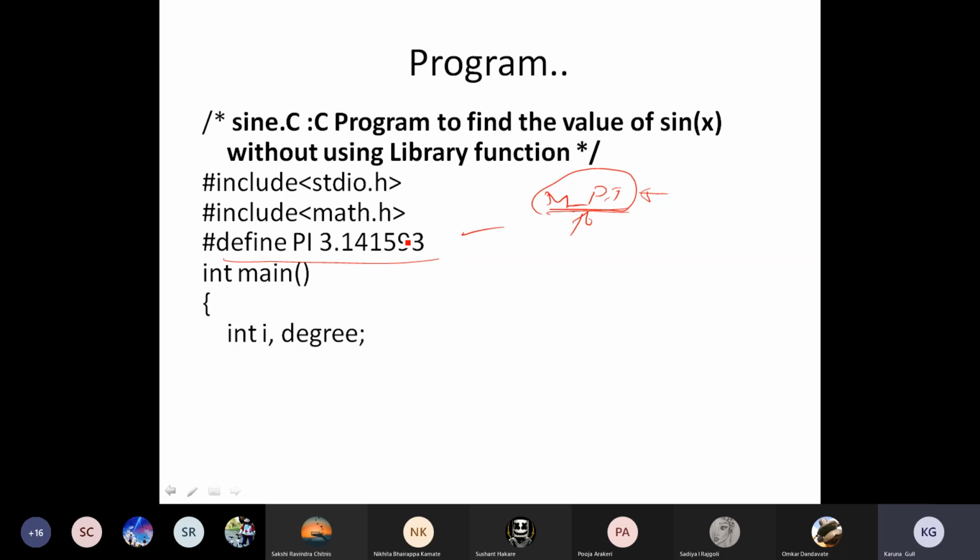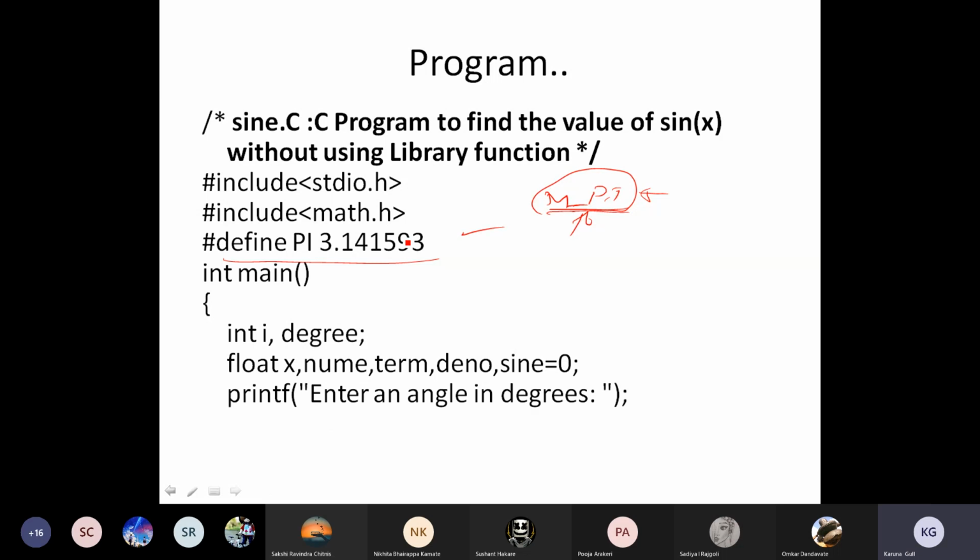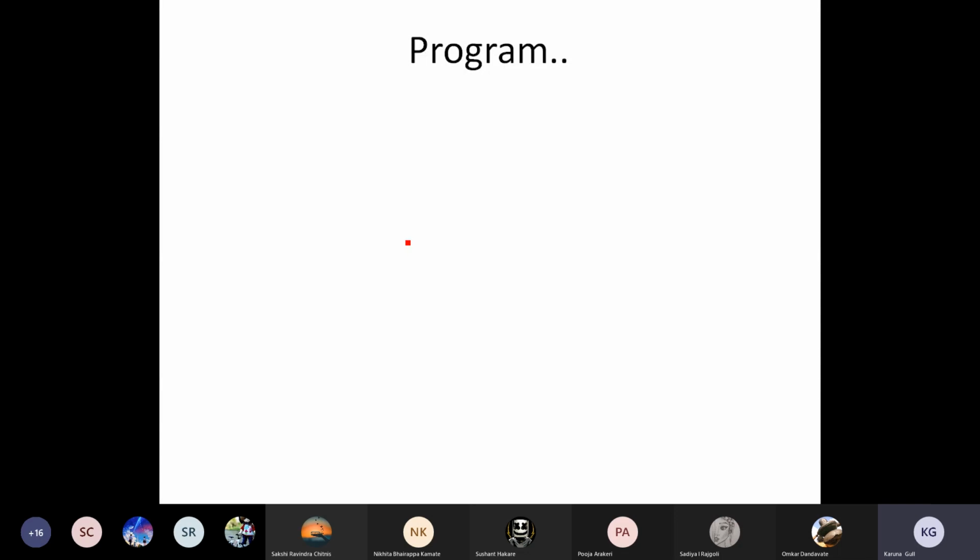You are supposed to declare the variables. Only these variables are we going to use: floating point values x, numerator, term, denominator, and sign initialized to 0. Then enter the angle in degrees that you are supposed to read. Once I read that, I convert it into radians by multiplying it by pi and dividing by 180.0. Now I have the angle in radians.